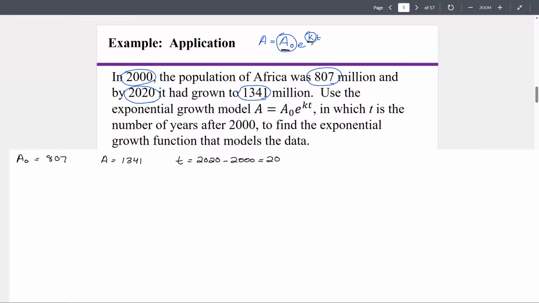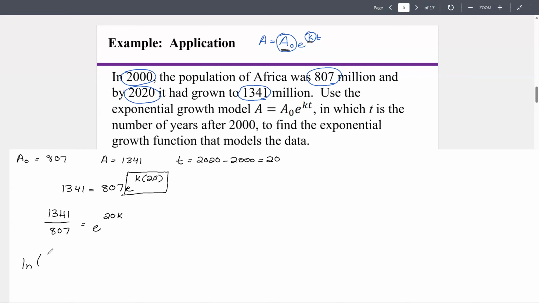I have an A sub 0, I don't have a k, but I have the information to find k. Because I know 1,341 should equal 807 e to the k, which I don't know, times 20. So we have an exponential equation, and we need to find k so that we can solve this. We have to isolate the exponential, so we have 1,341 divided by 807 equals e to the 20k.